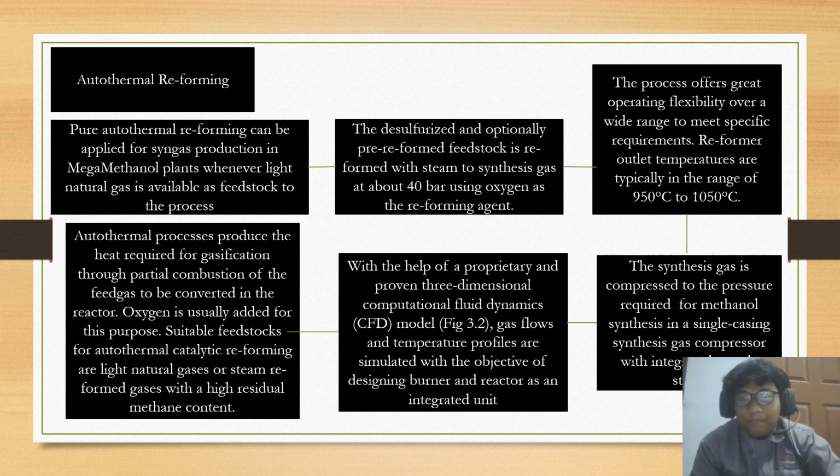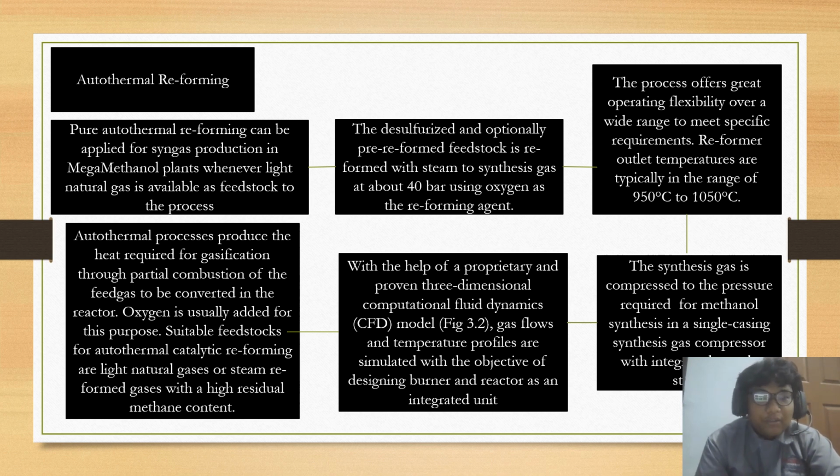The syngas is compressed to the pressure required for methanol synthesis in a single casing syngas compressor. With the help of a proprietary and proven three-dimensional computational fluid dynamic model, gas flow and temperature profile are simulated with the objective of designing burner and reactor as an integrated unit. The autothermal process produces the heat required for gasification through the partial combustion of the feed gas to be converted in the reactor. Oxygen is usually added for this purpose.